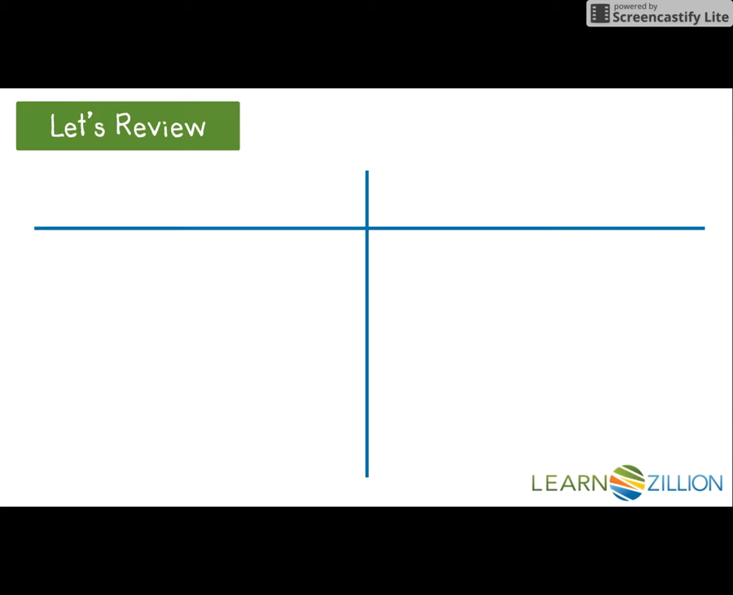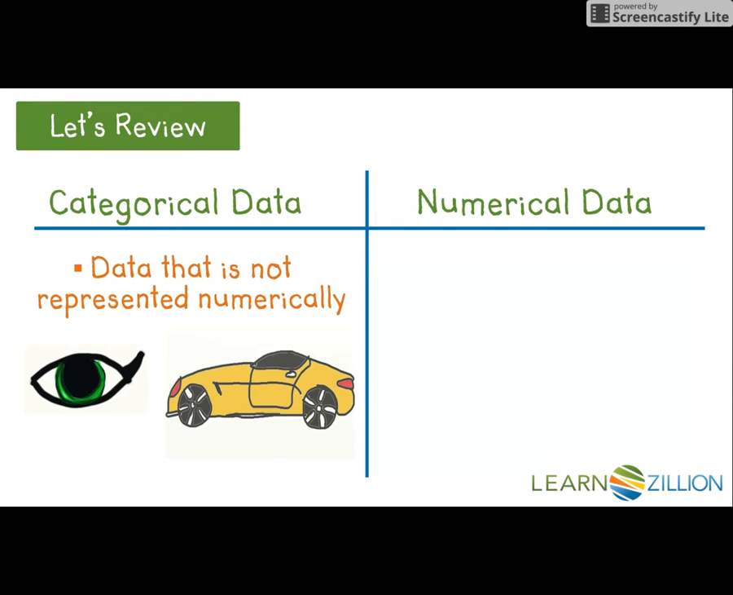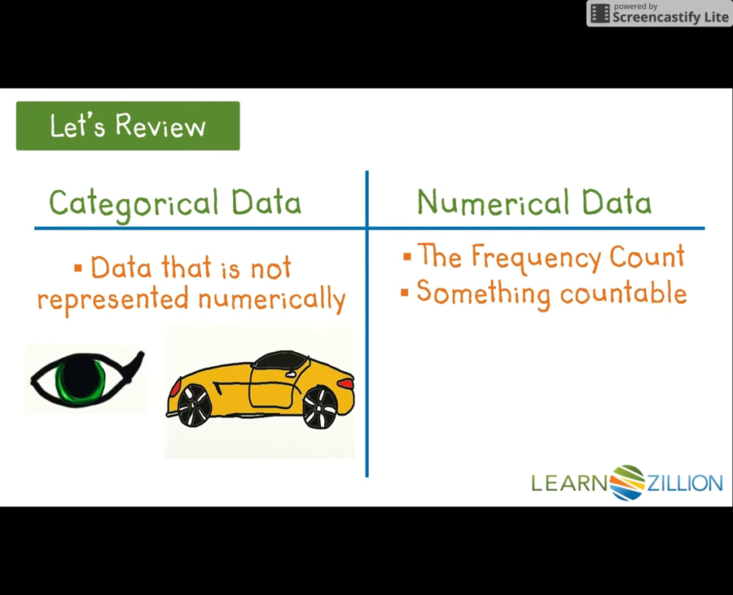Remember that there are two types of data within a frequency table: categorical data and numerical data. Categorical data is data that isn't represented numerically. Examples include eye color, favorite car type, and many others. Numerical data is our frequency counts. It is something countable, like how many people are a certain height, or a count of people who are 150 pounds.